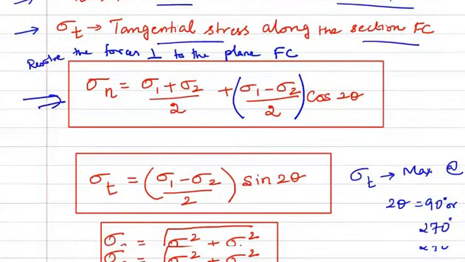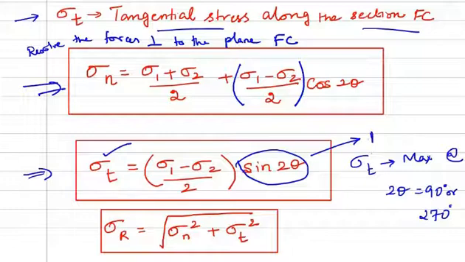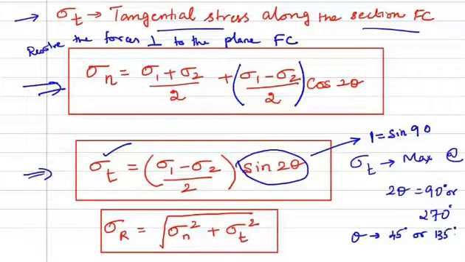Next is the tangential stress. The tangential stress is given by (sigma 1 minus sigma 2) divided by 2 into sine 2 theta. You can get the value of maximum shear stress when this tangential stress is maximum, that is when sine 2 theta becomes 1. Sine 2 theta is equal to 1 when 2 theta is equal to 90 degree or 270 degree. You can say theta is equal to 45 degree or 135 degree. So these are the values of normal stress and tangential stress.